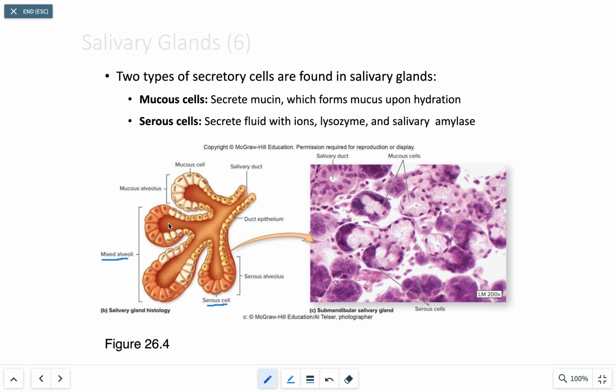So when we look at these two, we can see that we have a row of serous and then a row of mucous, and then these are going to be considered a mix. We usually find these in the submandibular and the sublingual.